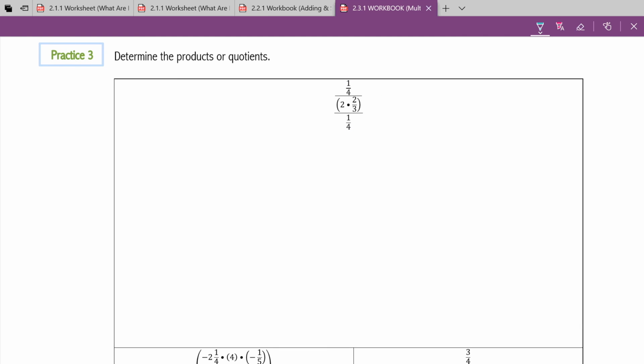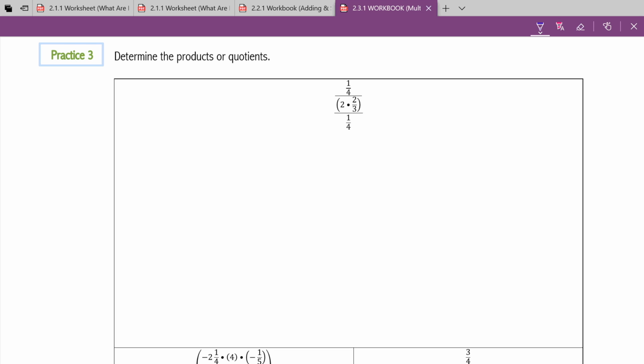So if I were going to talk this out, I could say that this is 1/4 divided by 2 times 2/3 divided by 1/4. So something divided by something divided by something. And that could be a bit scary. So how should we approach this?